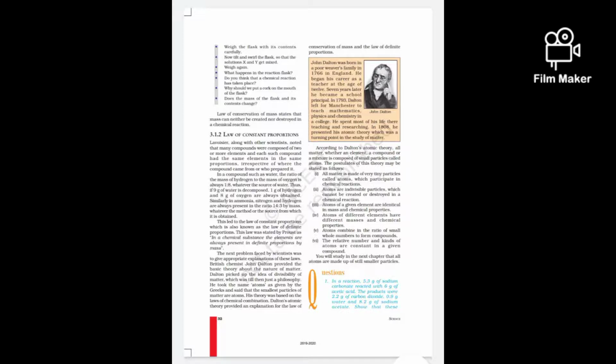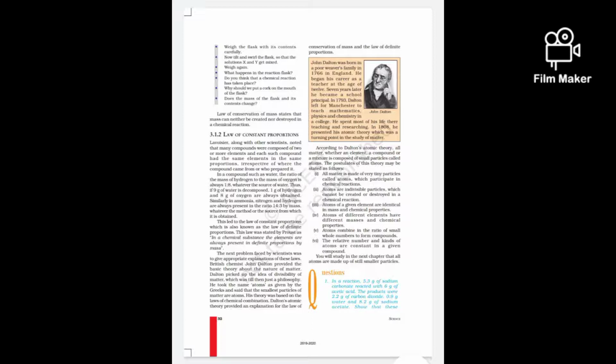And fifth one is atoms combine in the ratio of small whole numbers to form compounds. And finally, the relative number and kinds of atoms are constant in a given compound. So these are the major and main postulates of Dalton's atomic theory. Children, the atomic theory has some merits and demerits.